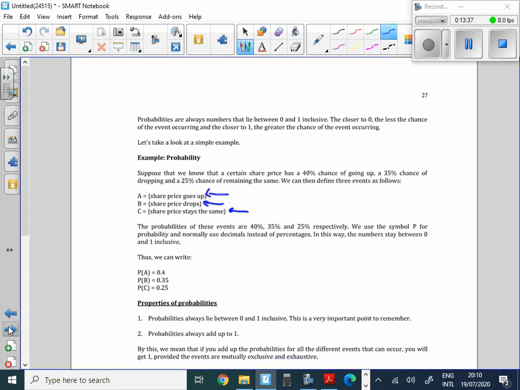Now what we can do is give them names. We can just call them what we like. I've chosen A, B, and C. We could have gone X, Y, and Z. We could have gone anything that we like. And you're going to see just in terms of labeling of probabilities, I call it P.